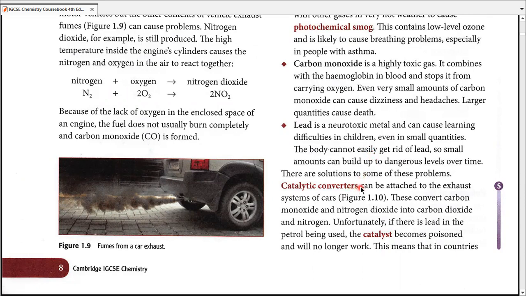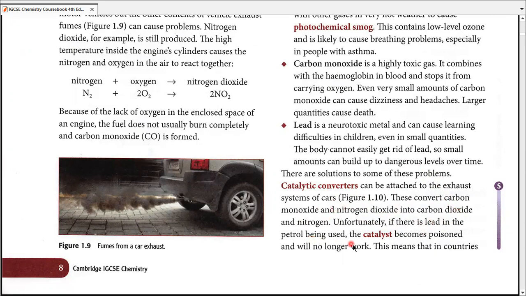So, catalytic converters. Catalytic converters are a good solution, a pretty good one at that, and they are attached to the exhaust systems of cars. Rear windshield, sorry, of the car. Now, they convert carbon monoxide and nitrogen dioxide into carbon dioxide and nitrogen. Carbon monoxide is toxic, nitrogen dioxide is a problematic gas. Carbon dioxide and nitrogen, however, are less harmful in comparison.